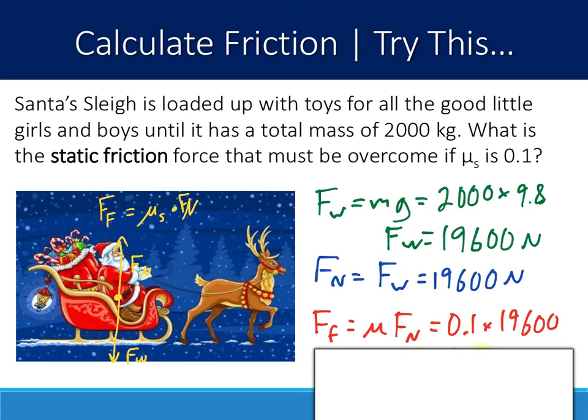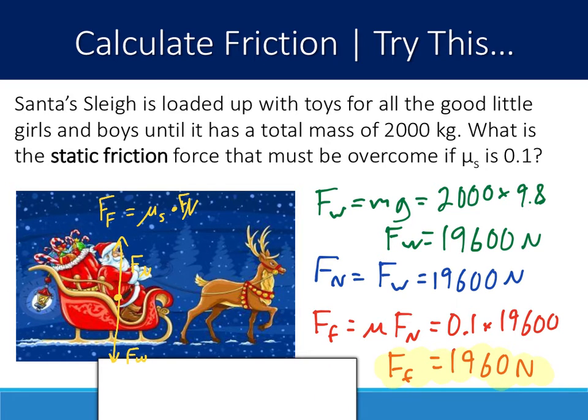All right, now the force of friction we can substitute in. We know the 0.1 from our problem, which is the static coefficient of friction right here. And we know now the normal force, which is equal to the weight, the 19,600. So this will calculate out to be about 1,960 newtons of frictional force.